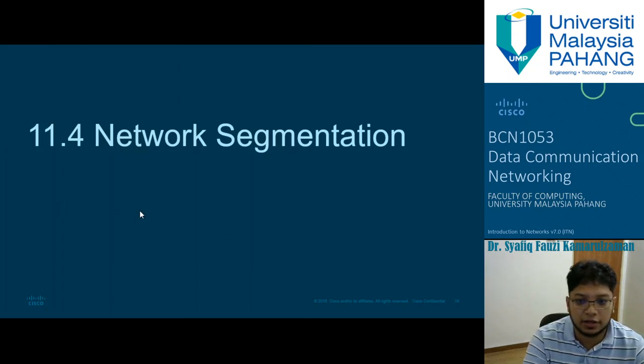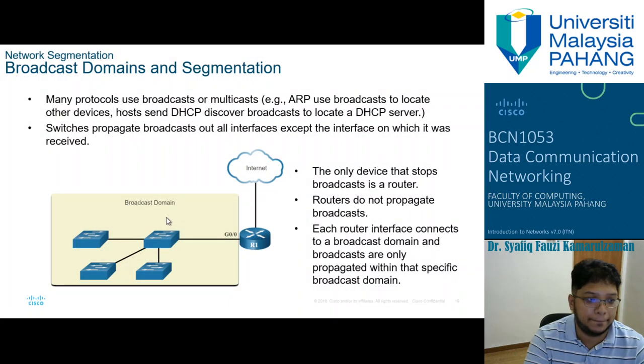Next, let's take a look at network segmentation. For network segmentation, we have what we call broadcast domains and segmentation. Many protocols use broadcast and multicast. The switches propagate broadcasts out all interfaces except the interface on which it was received. The only device that stops broadcast is a router. Routers do not propagate broadcast. Each router interface connects a broadcast domain, and broadcasts are only propagated within that specific broadcast domain.